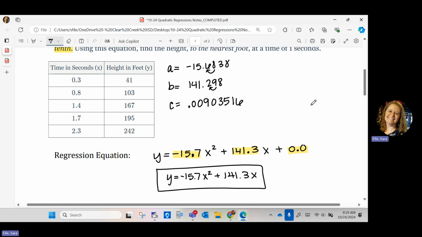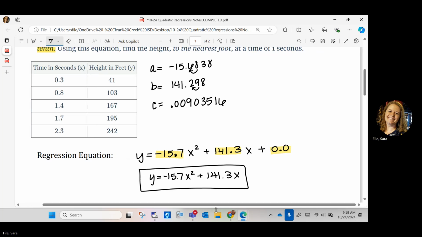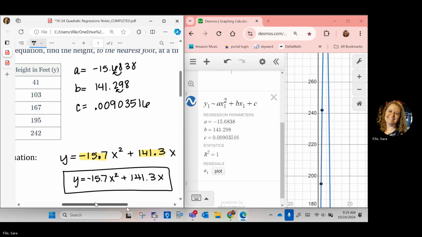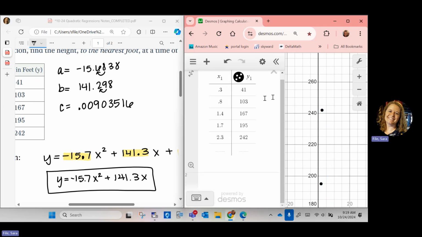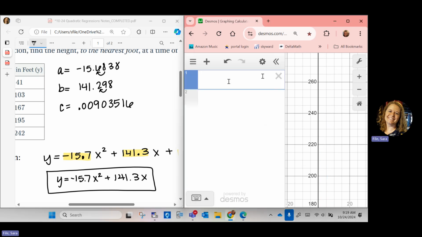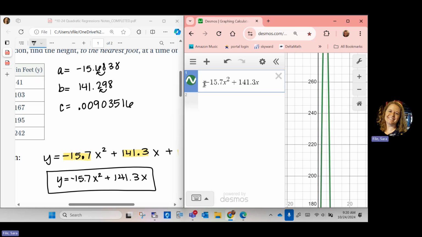So now they want me to use that to make a prediction. So what I'm going to do is go back to Desmos and get rid of everything that's there, because I want to use this model that I came up with, with the rounded values that it told me to use. So negative 15.7 x squared plus 141.3x. And you can type it like that. You can put y equals at the beginning. Doesn't matter. Okay, and you get your regression model.